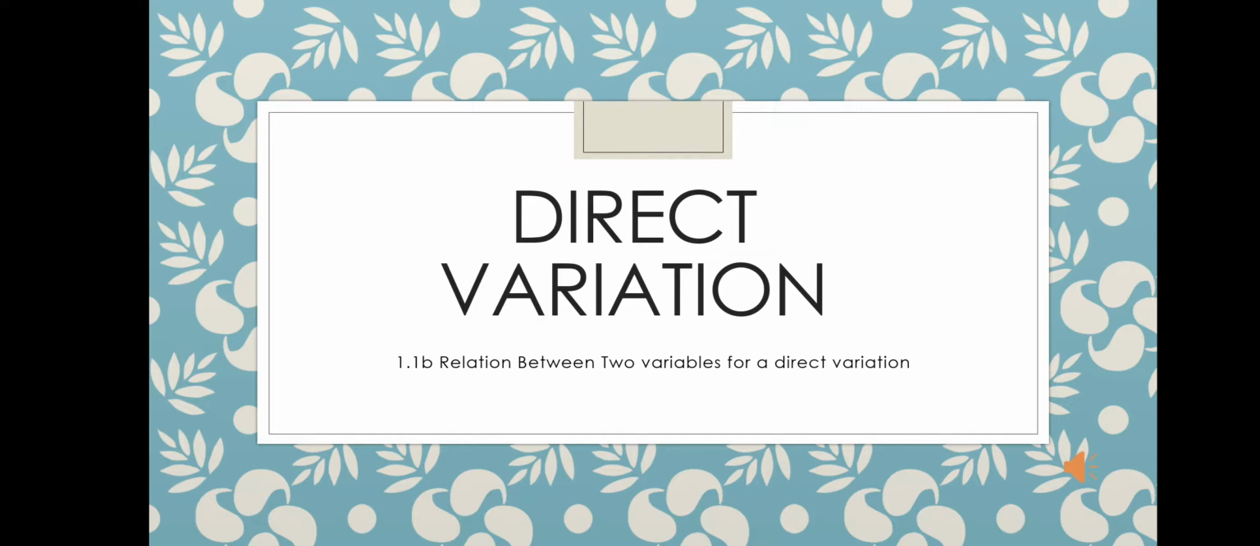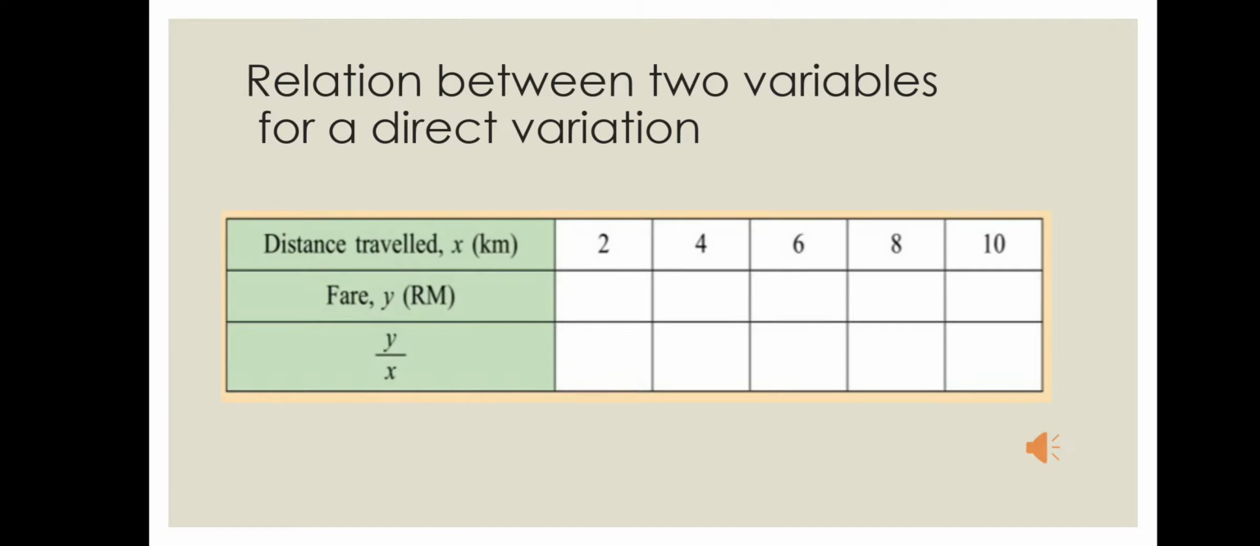Hi there! Today we are going to learn direct variation. In the textbook, 1.1b, relation between two variables for a direct variation. Let's do this activity. In this activity, we want to find the relation between two variables for a direct variation.